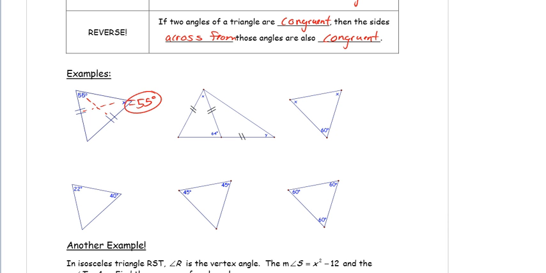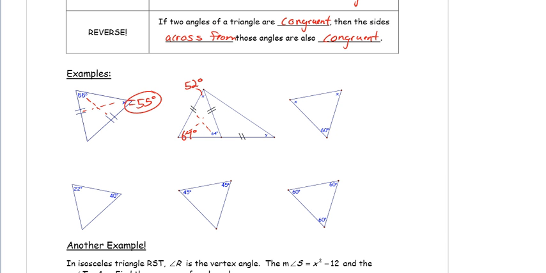Okay, again, sides are congruent here, so the angles across have to be congruent. So this is 64 degrees. Okay, so we can go ahead and find x now, not too bad. 180 minus 64 minus 64, so that's minus 128. So x would be 52 degrees.